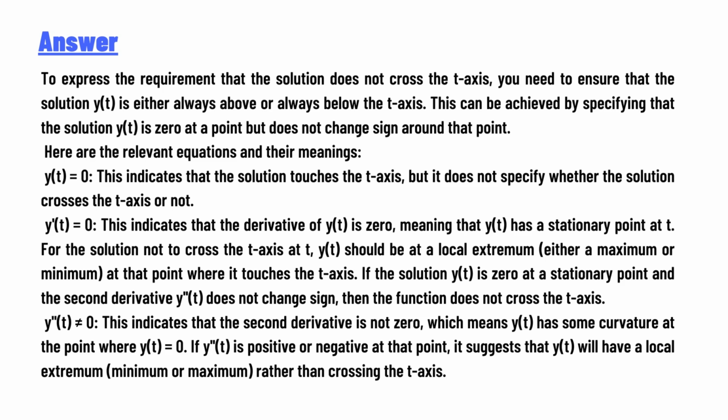If the solution y(t) is 0 at a stationary point and the second derivative y''(t) does not change sign, then the function does not cross the t-axis. y''(t) ≠ 0. This indicates that the second derivative is not 0, which means y(t) has some curvature at the point where y(t) is equal to 0. If y''(t) is positive or negative at that point, it suggests that y(t) will have a local extremum, minimum or maximum, rather than crossing the t-axis.